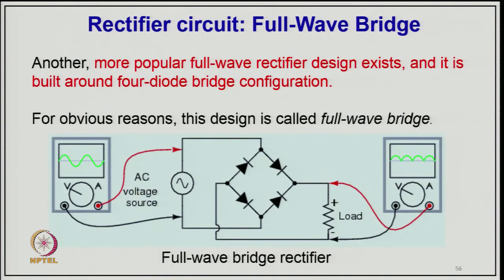Another, more popular full wave rectifier design exists, and it is built around the 4 diode bridge configuration. This design is called the full wave bridge rectifier. So, you have an AC supply input, and now you have 4 diodes and a resistive load, and you have the same full wave rectification here. I will explain the process: when the input is positive, it conducts this way, this connects to positive, and then returns back and goes back this way.